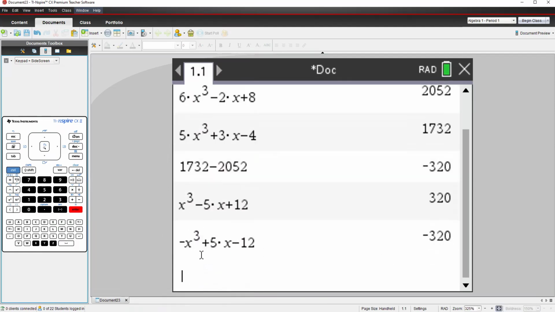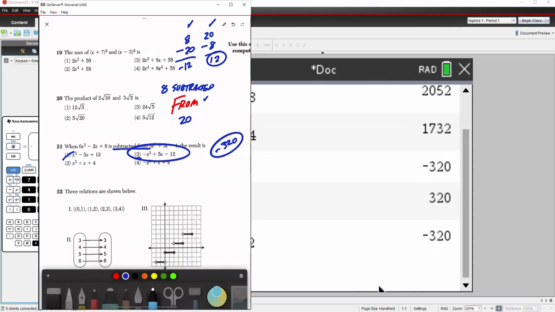Now these two are very similar, but one is positive and the other one is negative. We're looking for the negative 320. That's what you're doing. So we don't have to check the other ones, because as soon as we find that, we're good. All right, so I know that the answer is number 3.